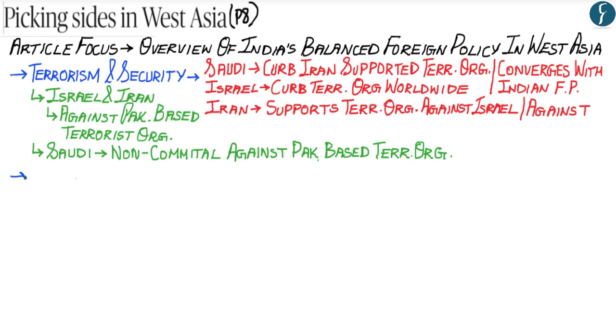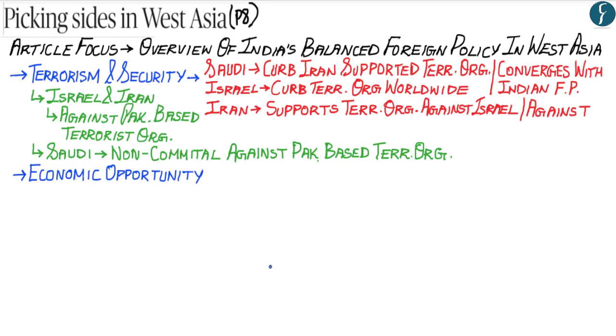The second national interest that the article talks about is of economic opportunity. Now, what is currently being seen is that the US sanctions upon Iran make it very unlikely that Iran can invest within India. However, what was recently seen was that Saudi Arabia has promised to invest $100 billion within India. Within that regard, Saudi Arabia becomes a better economic opportunity for India than Iran.